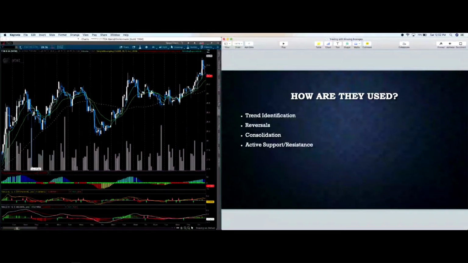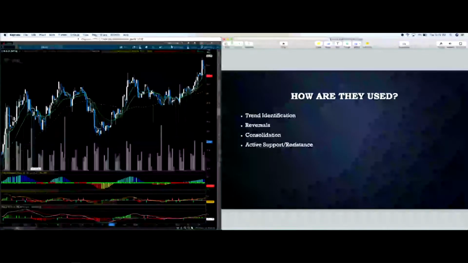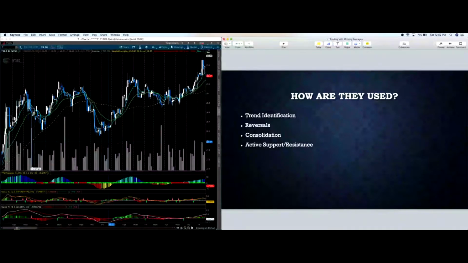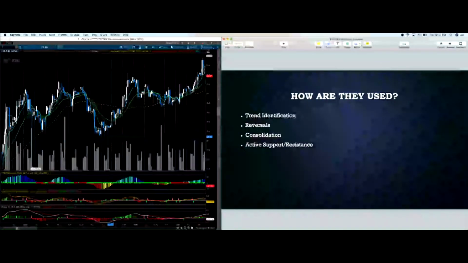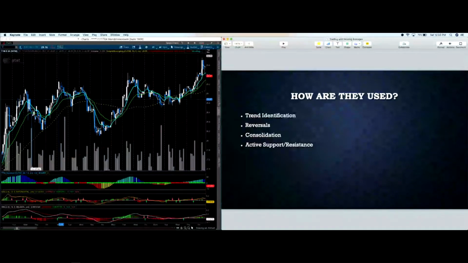So there are different ways that you can use moving averages. The main way that I use them is trend identification. If you look at my chart right here, this blue line is my 9 exponential moving average, and the green line is the 21 exponential moving average. The lower EMA, which is the 9, the blue line, if it's above the green line, which is the 21, the higher moving average, that would signify an uptrend. If it's below it, like you see here, the 9 is below the 21, that would be a downtrend.